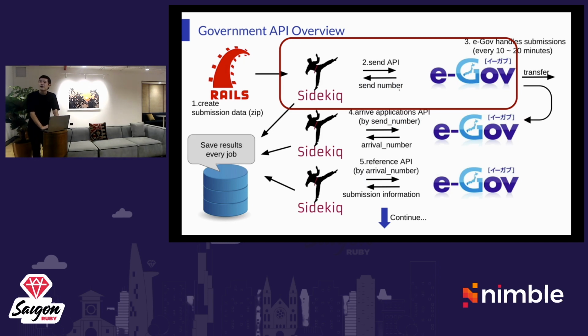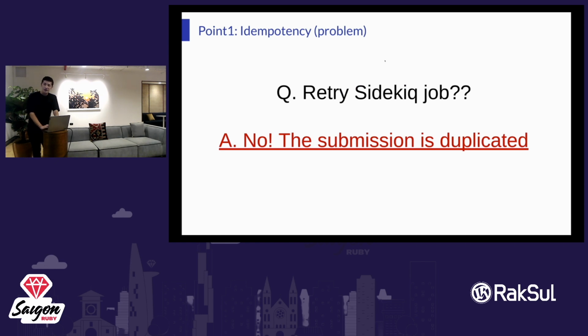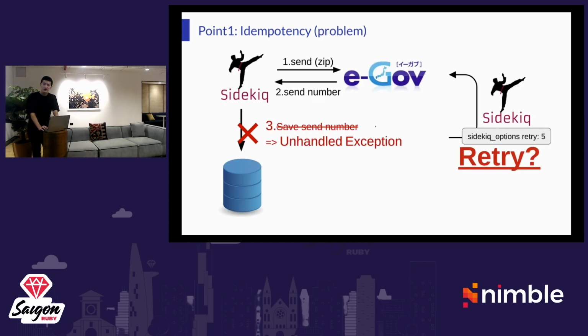Let's focus on the send API step. After calling the send API and getting the send number, for example, when we try to save data to the database, it raises and handles an exception. Sidekiq usually automatically retries this whole step, but it matters because the submission will be duplicated. If we call the send API twice, the submission data will be sent to eGov twice. So it's a problem.